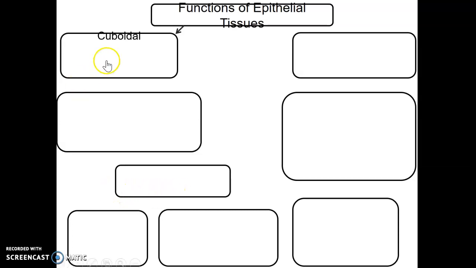Let me see if we have a picture of some cuboidal cells here. Here we go again. Had to pause there for a second. Let me get my thoughts together here.